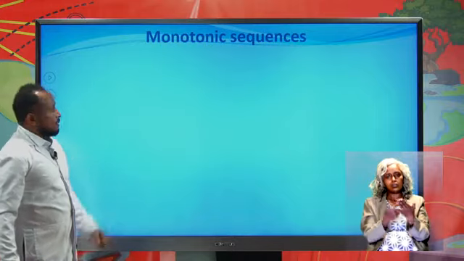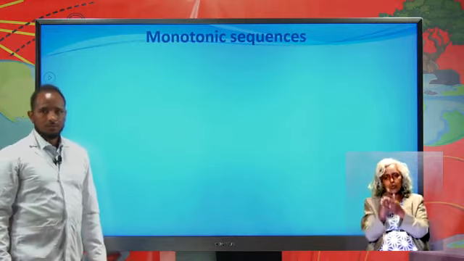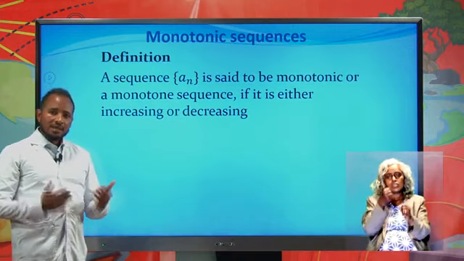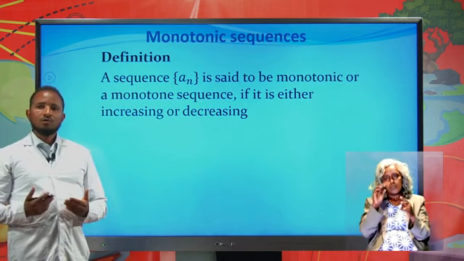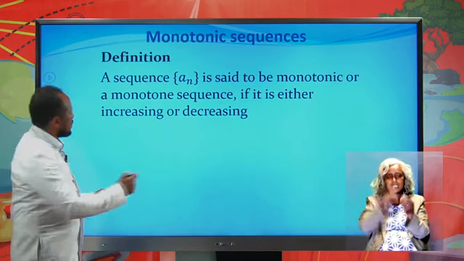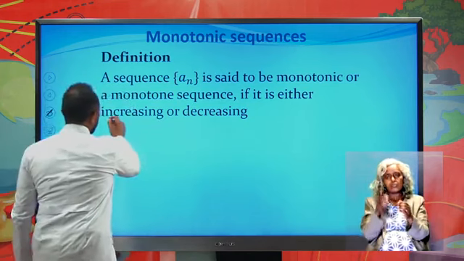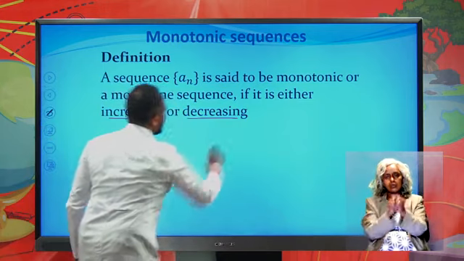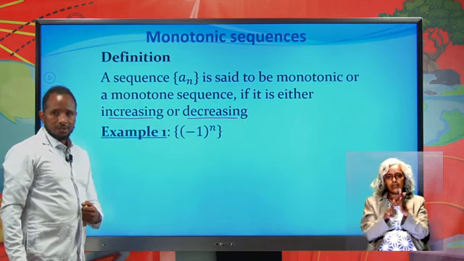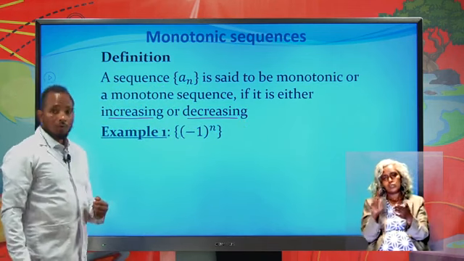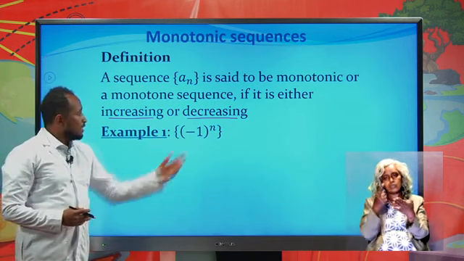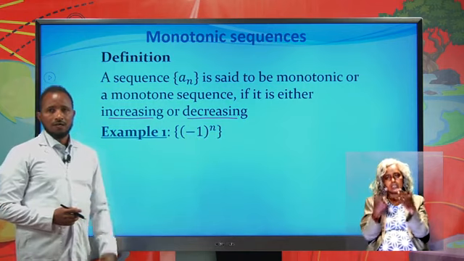Now let's see another part, monotonic sequences. A sequence a_n is said to be monotonic, or a monotone sequence, if it is either increasing or decreasing. So we call it a monotonic sequence if it is either increasing or decreasing. Let's see an example for this. Check whether this one is a monotonic sequence or not. To check this, we need to list the terms of this sequence.